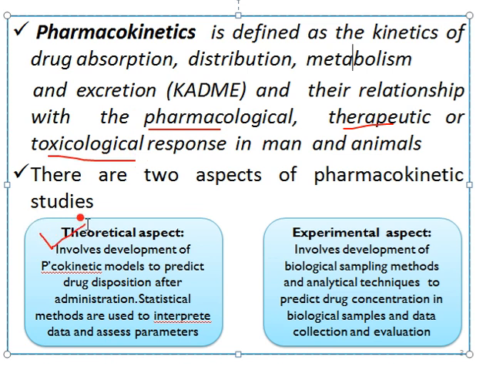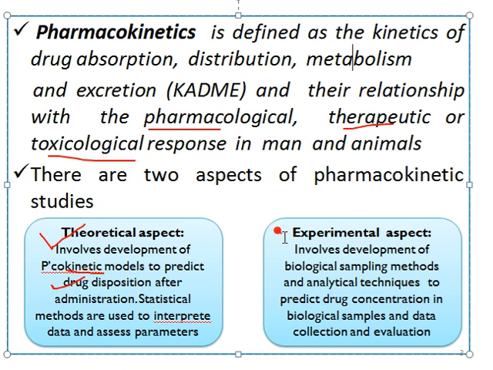The first one is the theoretical aspect, which involves the development of pharmacokinetic models to predict drug disposition after administration. Afterwards, statistical methods are used to interpret the data and assess the pharmacokinetic parameters. What do you understand by drug disposition? It is the distribution, metabolism, and excretion of a drug. That means what processes occur after the absorption of the drug.